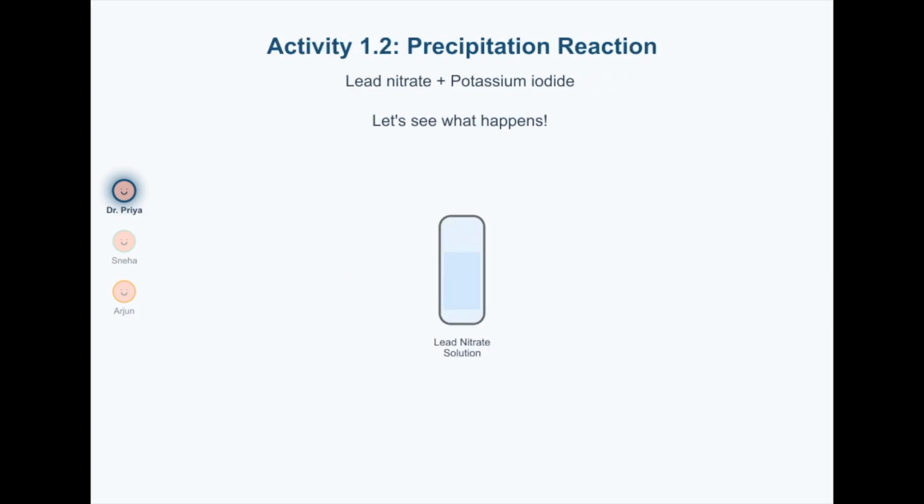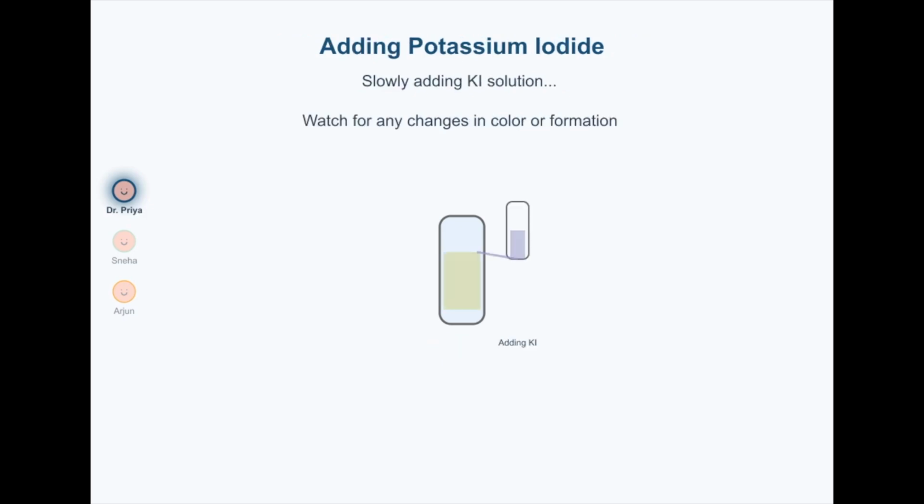For activity 1.2, I am taking lead nitrate solution in this test tube and will add potassium iodide solution to it. Now I am slowly adding the potassium iodide solution. Watch carefully for any changes in color or new substance formation.